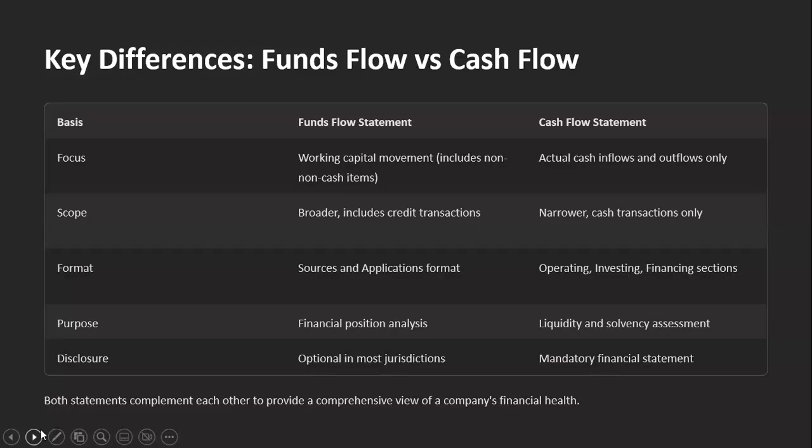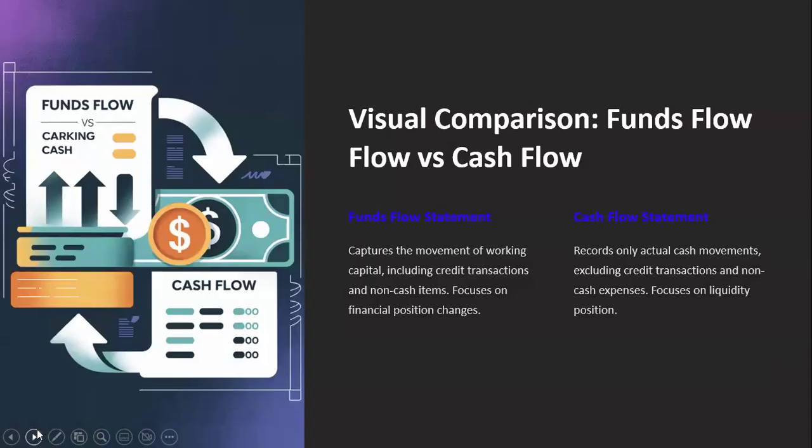The cash flow statement shows the flow of cash and the fund flow statement shows the movement of working capital. Because a fund flow statement is cash plus non-cash, it is broader, but it is not mandatory. Normally, as an annexure of the balance sheet, you will find mostly the cash statement. Giving a fund flow statement is not obligatory for any financial statement. So a fund flow statement captures working capital, credit transactions, and non-cash items, and it mostly focuses on my financial position.